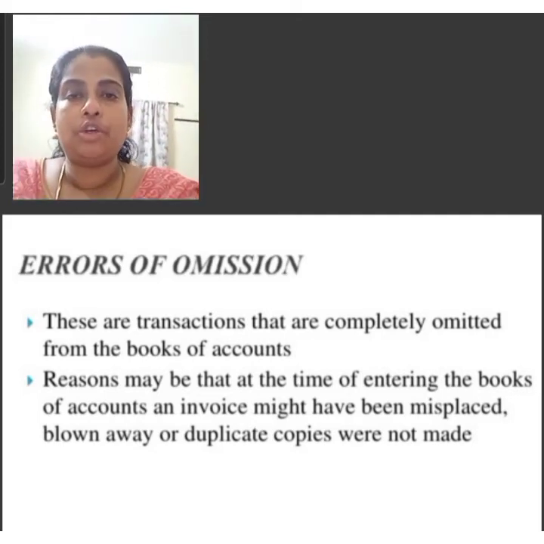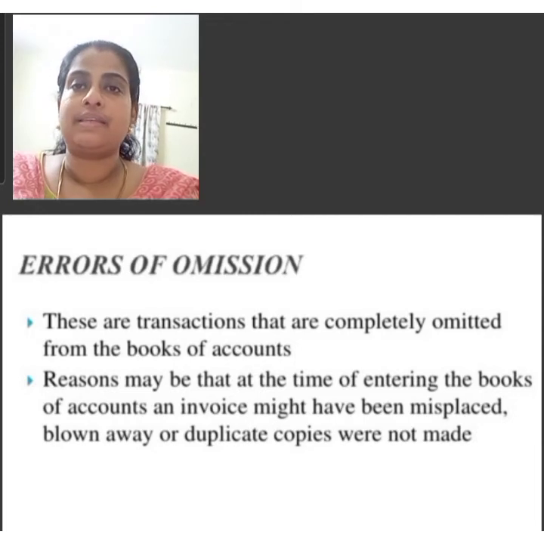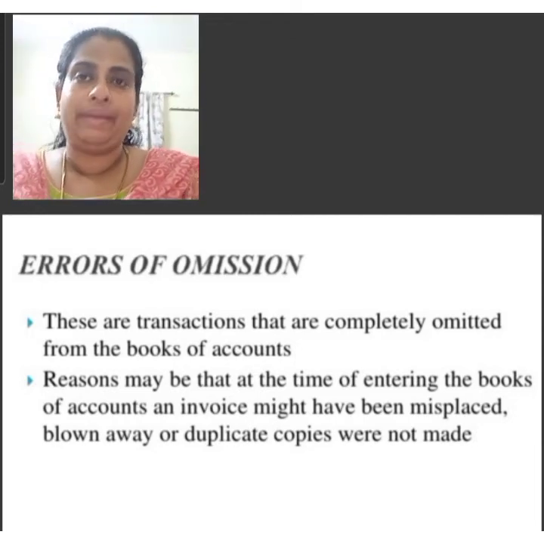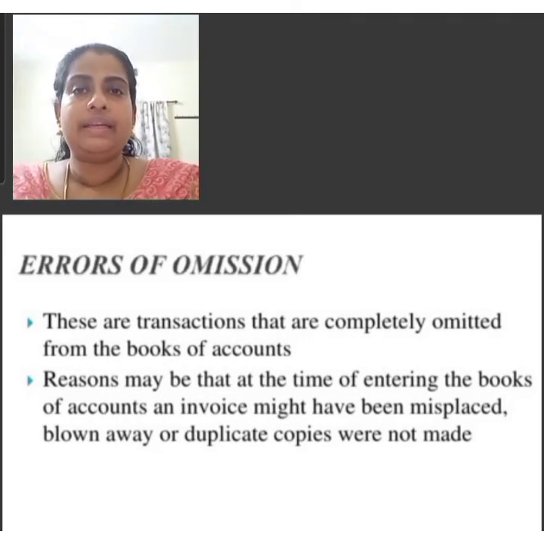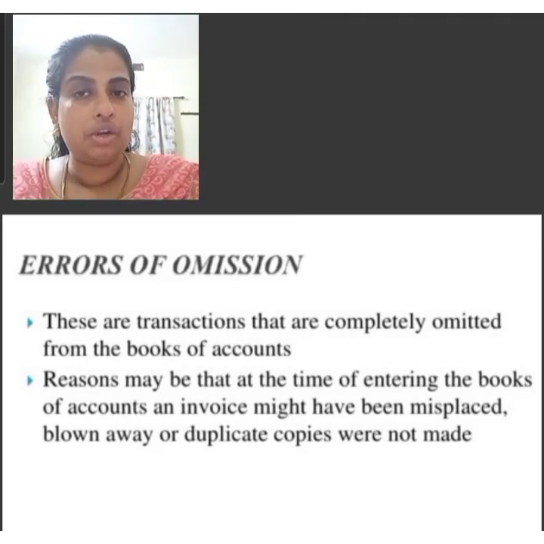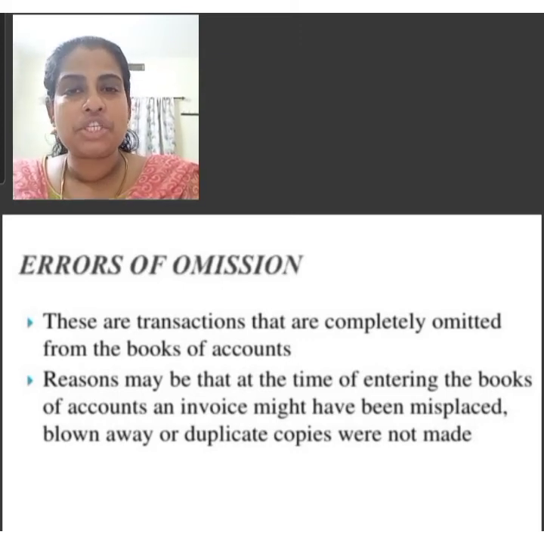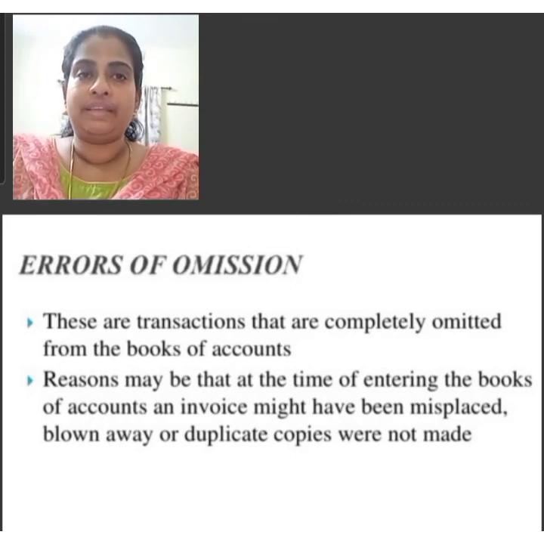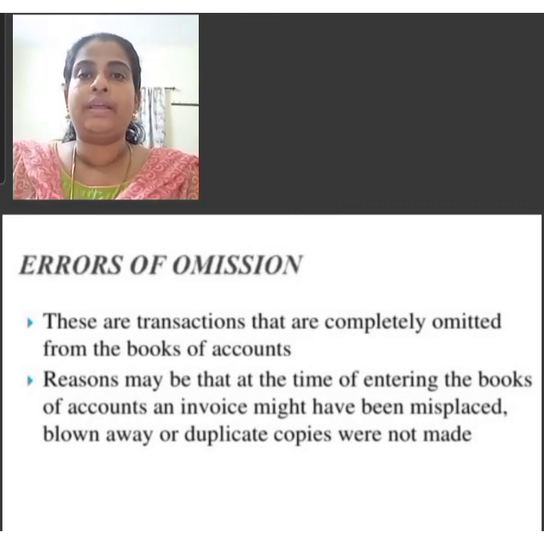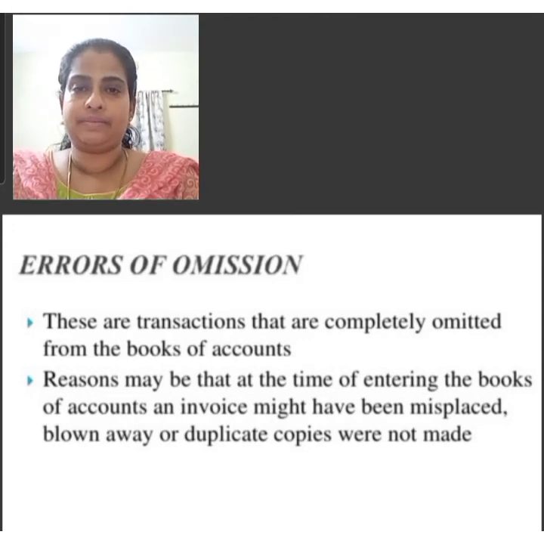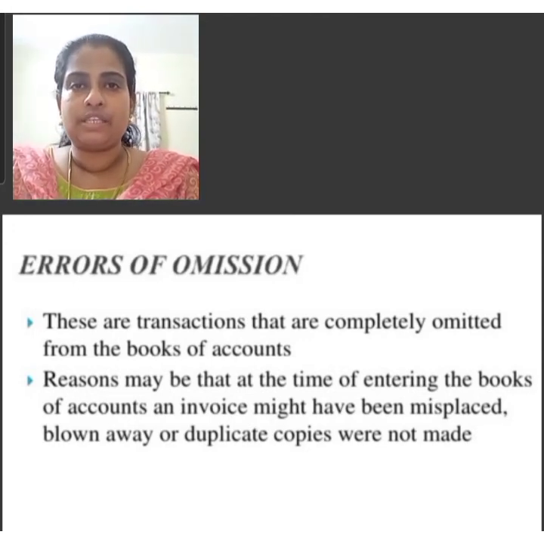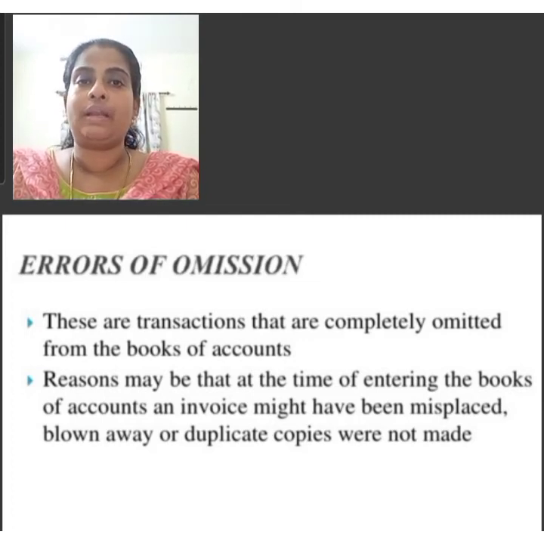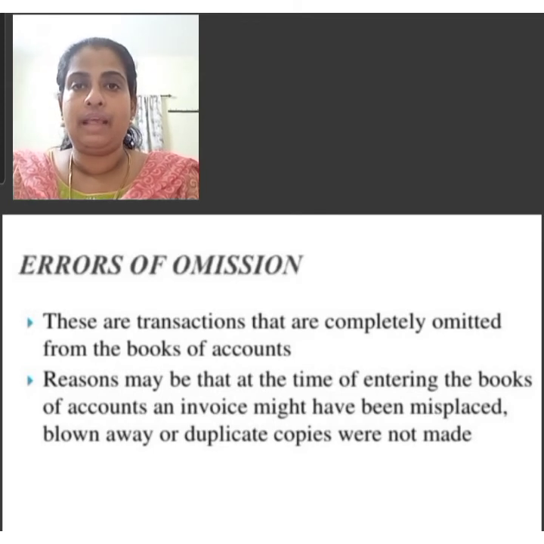The errors of complete omission can be rectified by passing the correct entry on the assumption that it is never too late to mend. Another type of error is error of partial omission. In case of partial omission, the transaction is recorded at the debit side of the account, but corresponding credit is omitted to be recorded. For example, goods purchased from Fahim was recorded in the purchase book but omitted to be recorded in the Fahim's personal account.